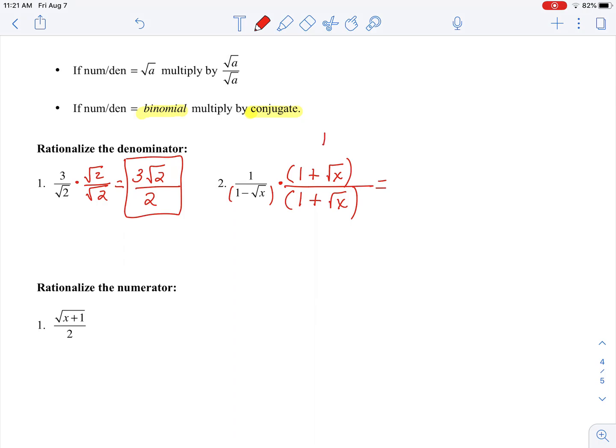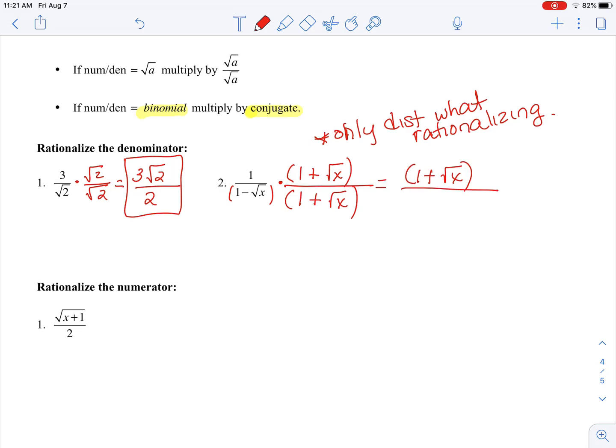Now I'm going to try to get you guys in the habit of only distributing what you're rationalizing. Meaning, I'm going to leave this numerator alone. This is 1 times 1 plus radical x. I'm going to leave it alone. If there was a 2 out in front, you would maybe try to distribute it in. Do not do that. Only distribute the denominator here because this is what we're rationalizing.